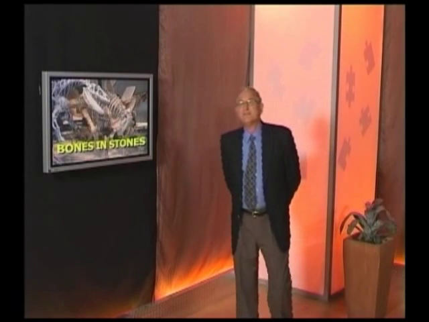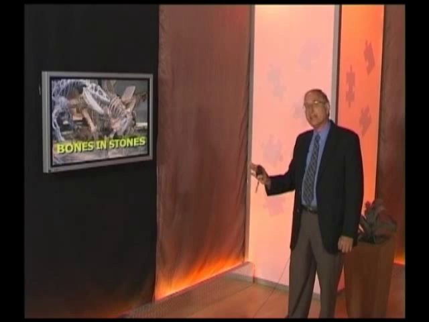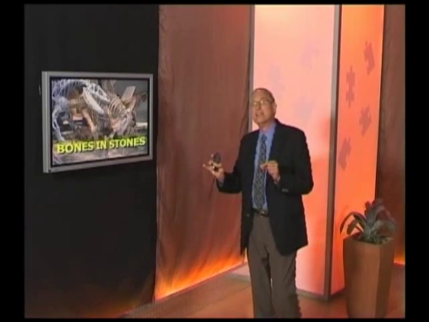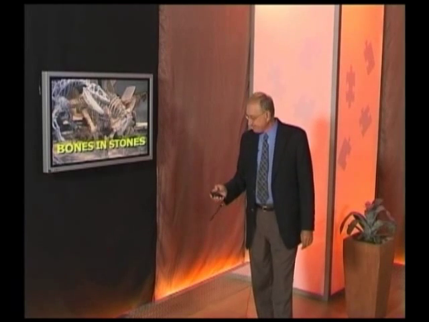Today we're going to talk about bones in stones. Now, bones in stones are the evolutionary exhibit A in terms of evidence for evolution. But there's more than one way to interpret these things. I'm going to go through the geological column and through the fossil record, and we're going to look at whether there's an alternative explanation for what we see in nature.